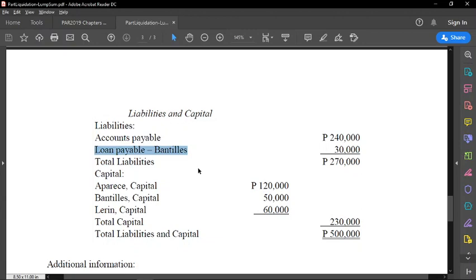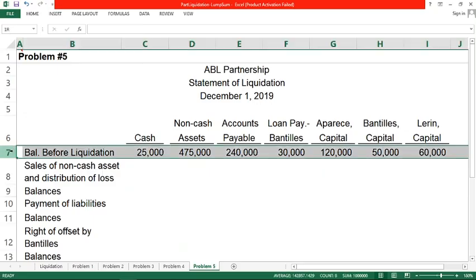Kasi pag hindi niya naman babayaran si Bantillas ng certain agreement or certain interest ba or in a certain period of time, kung gusto niya lang naman ng investment or additional investment, sana nilagay na yan dito. Pero because there is an intention of paying it back and there is an intention as well of Bantillas naman na singilin si partnership, so isa po yung loan, hindi po siya additional investment. But still, liability 270. And then a capital of 120, 50, 60 with a total of 500 liabilities and equity. Let us plot those information here.